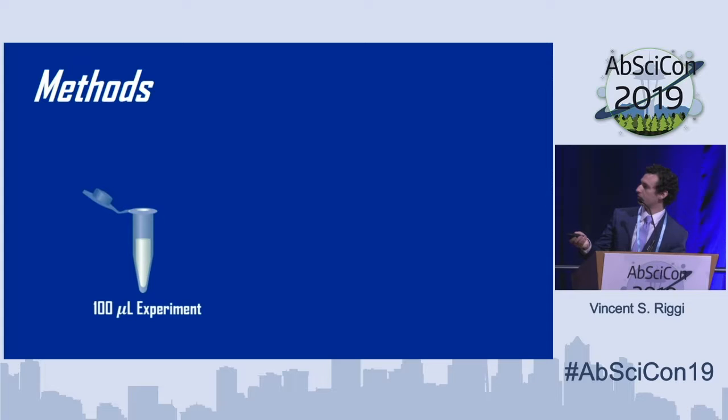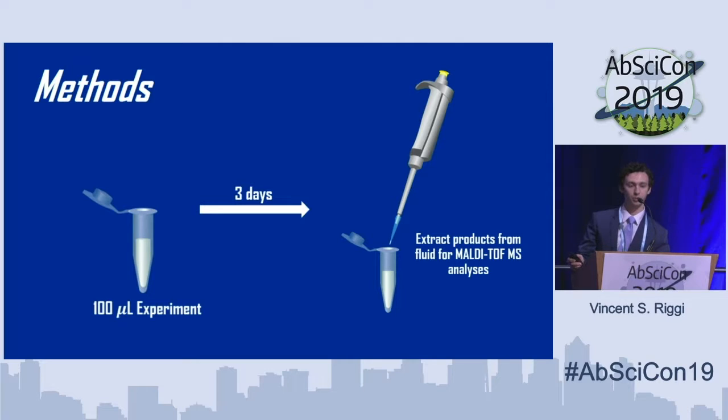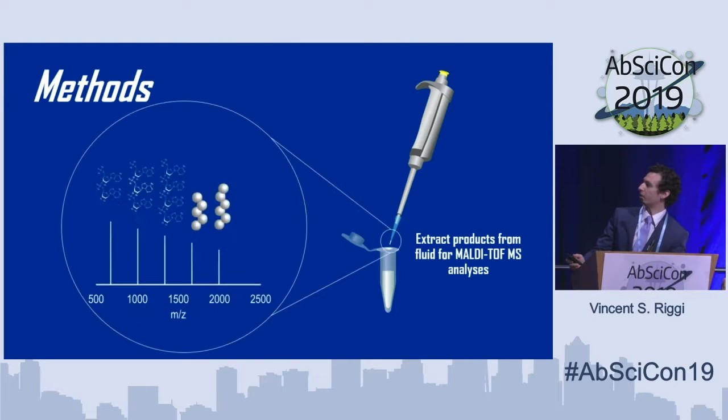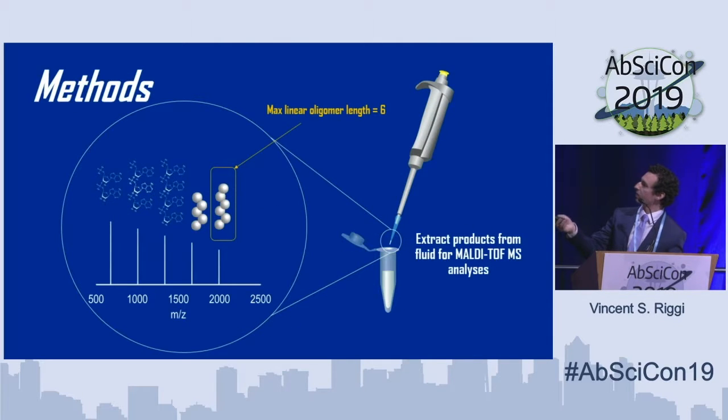So we take that solution, we wait 3 days, and then we extract our products and we measure them with MALDI-TOF MS. And we get a mass spec that looks something like this, where each peak corresponds to the addition of a single nucleotide. And again, this could be a polypeptide or whatever you're studying. So here we have a max length of 6. So this is how we're going to denote the success or assess the extent of this reaction going forward.